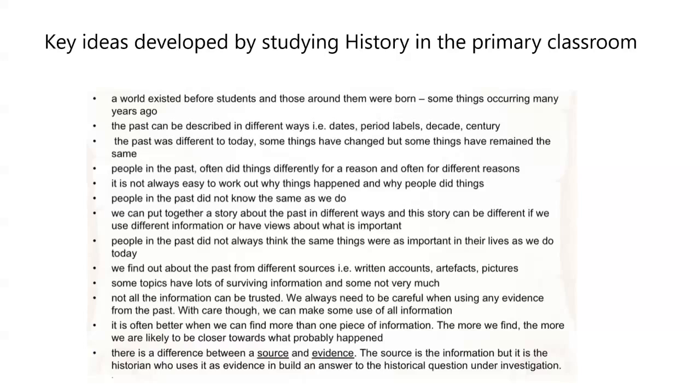Okay, so those are key ideas. You can have a read through those again if you'd like to, but that's what we want to generate in the classroom with students.